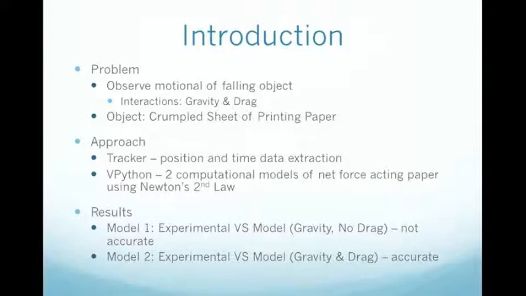In this lab, Tracker was used to extract the position and time data from the observed motion to construct two computational models in VPython based on Newton's second law to show the net force acting on the crumpled paper. The first model significantly overpredicts the crumpled paper's position. The second model yields a better fit and prediction of the actual position and time of the crumpled paper.